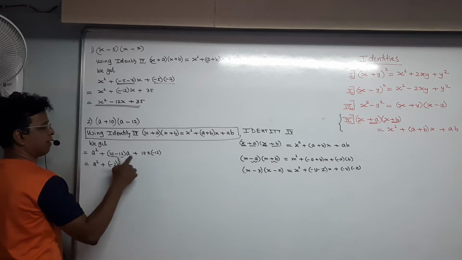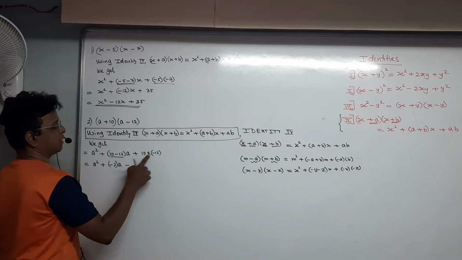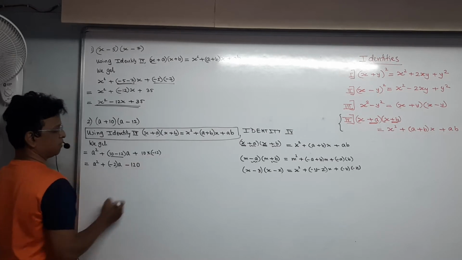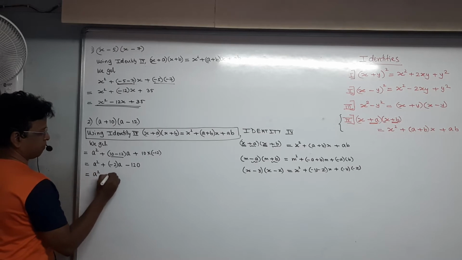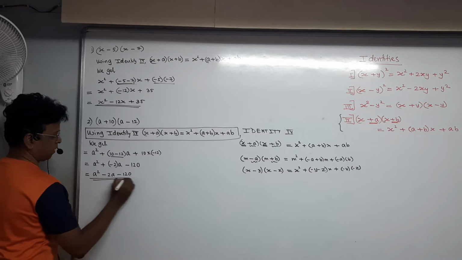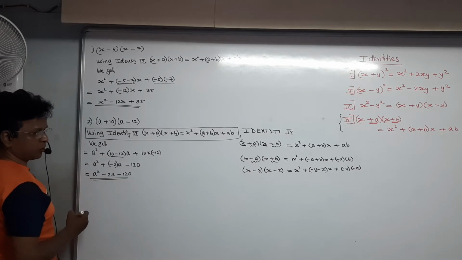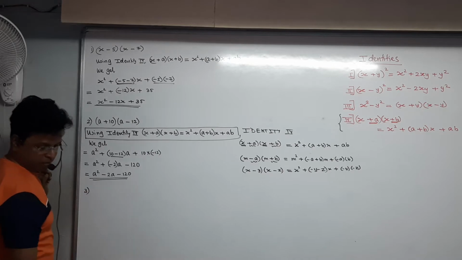While multiplying, plus minus minus, minus 10 into 12 is 120. Now you'll open this bracket. a square minus 2a minus 2. This is your answer. Understood? Now supposing one more question I am doing for you people.